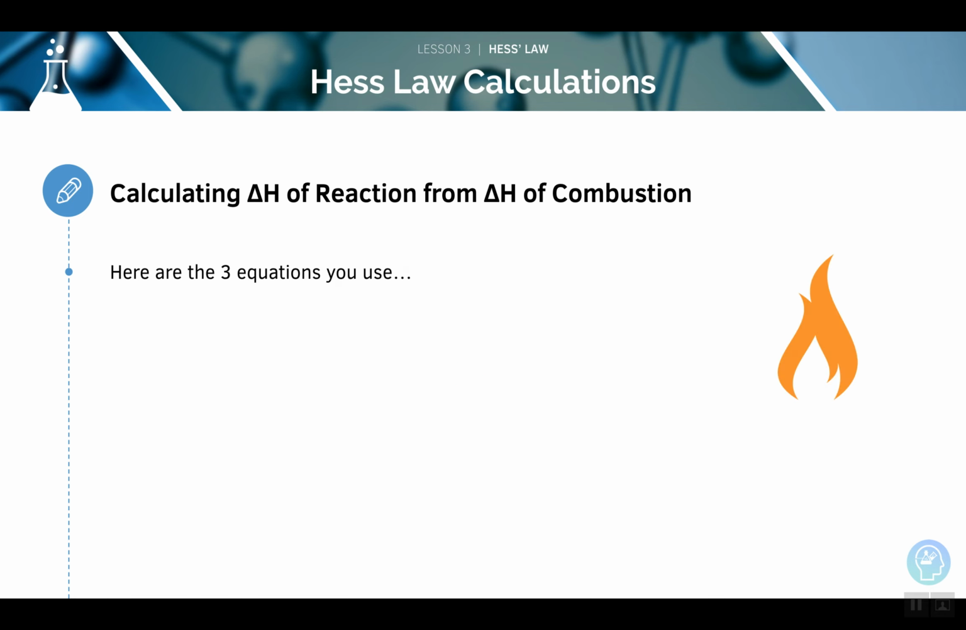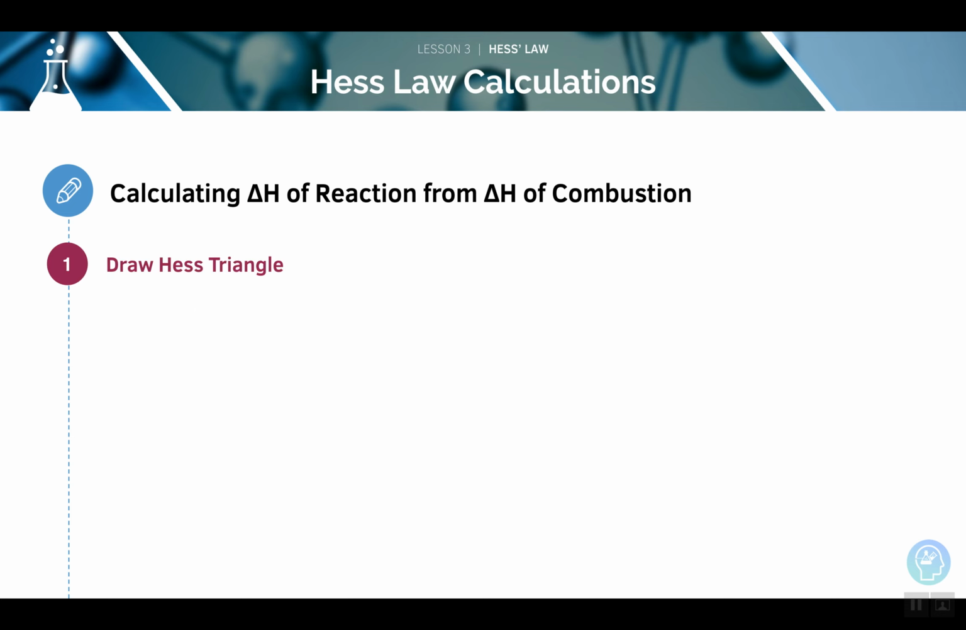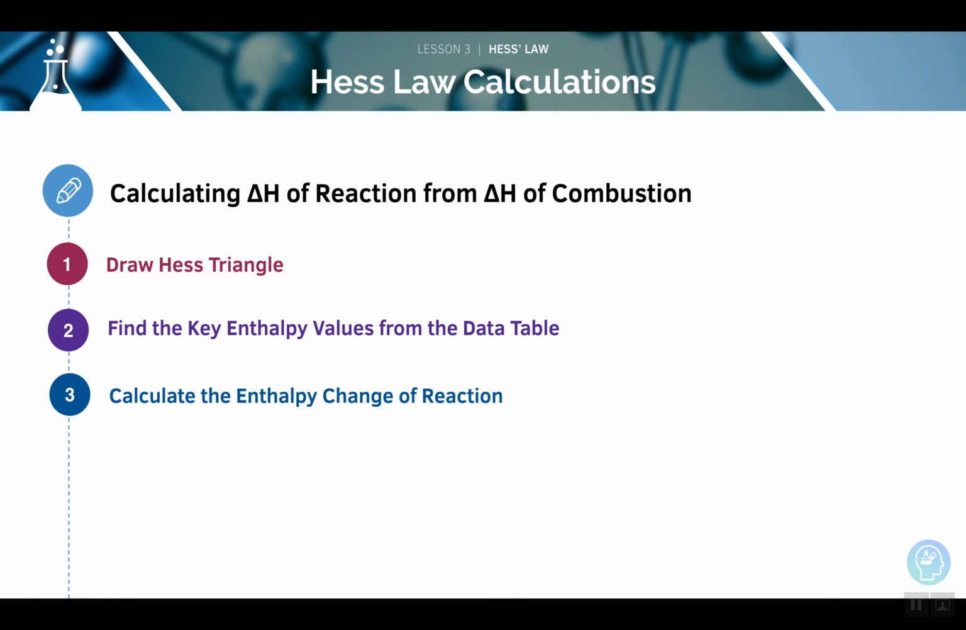To calculate the enthalpy change of the reaction from the enthalpy changes of combustion, you must use the following 3 equations: the enthalpy changes of combustion of the reactants and the products, and the unknown enthalpy of the reaction. First, we need to draw a Hess's triangle. Then, we can find the key enthalpy values from the data table and calculate the enthalpy change of the reaction. We can do this by using the enthalpy change of combustion of the reactants and that of the products.